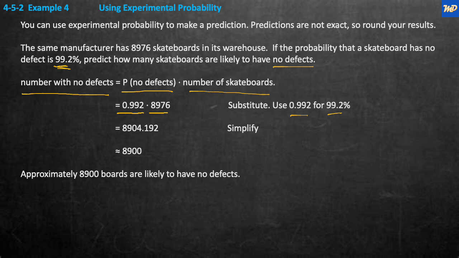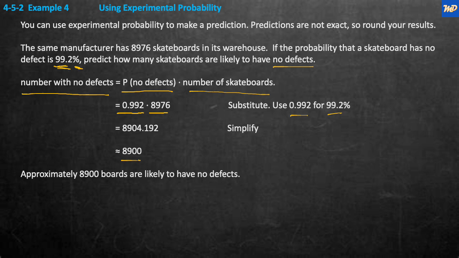And then when you do that multiplication, you're going to get 8904.192. Well, you can start rounding this off. Let's just say that when they simplified, they said it's approximately 8,900. You could have said 8,904 and you'd still have been rounding off and approximating, but about 8,900 boards are going to be error-free.